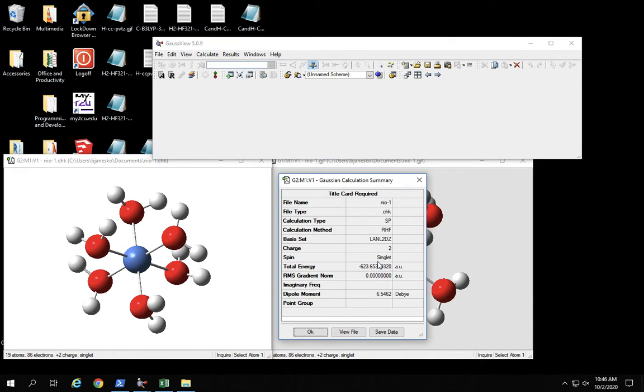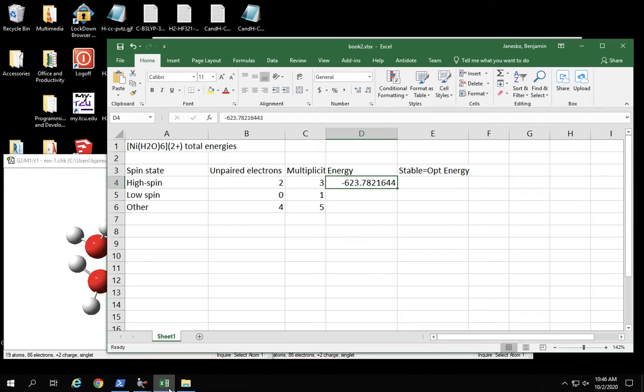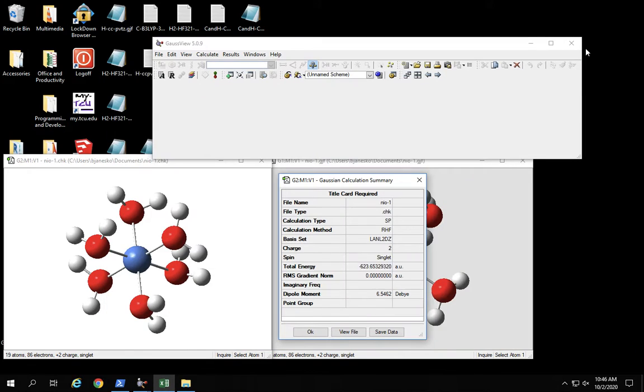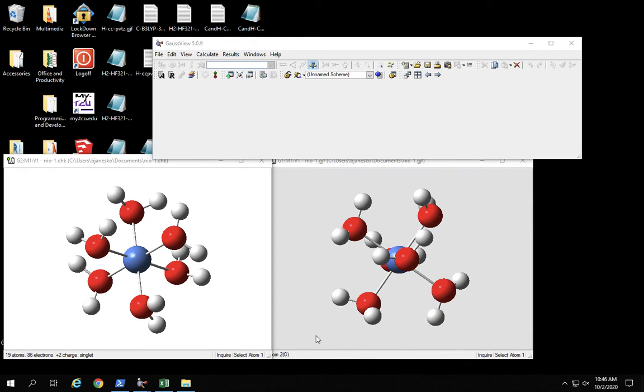I look at my results. Okay, there's my total energy. My total energy for the low spin state is substantially less negative than that for the high spin state, which kind of makes sense, but something else interesting will happen. So here's what I'm going to do.